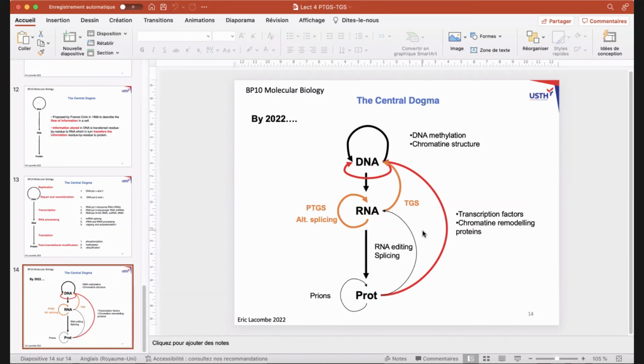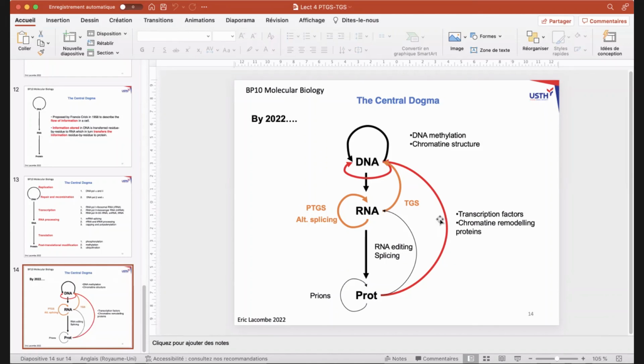So this is what I wanted to tell you. I don't know if you have any question in that. Do you understand all these new arrows on this model with all the things that we saw during this module?